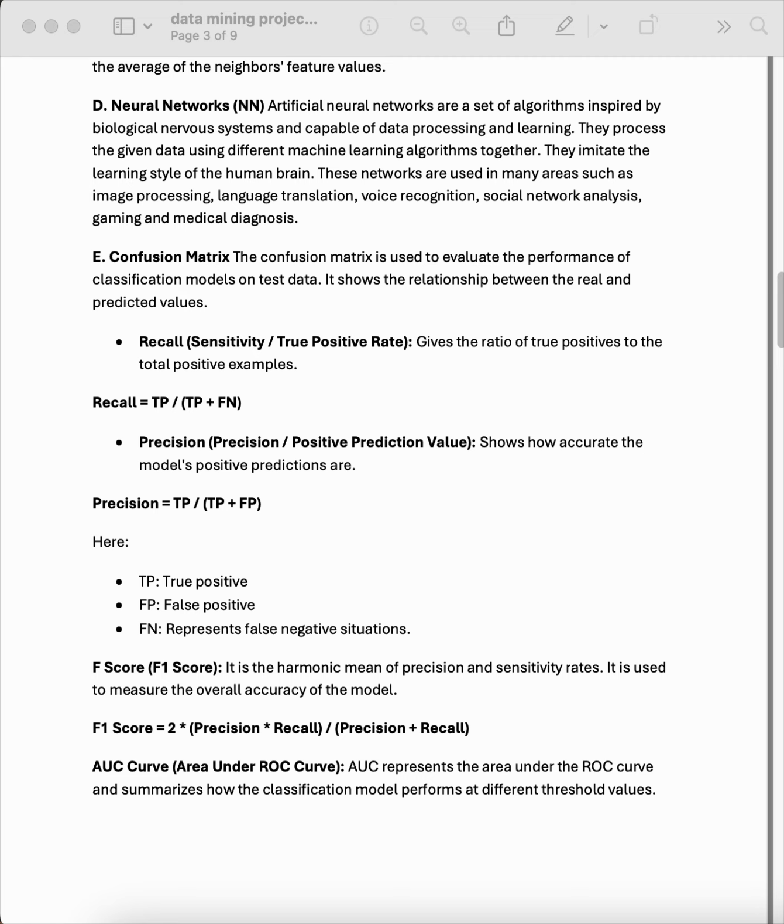The area under the ROC curve, the general success rate of the classification model, is between 0 and 1. The closer it is to 1, the better.